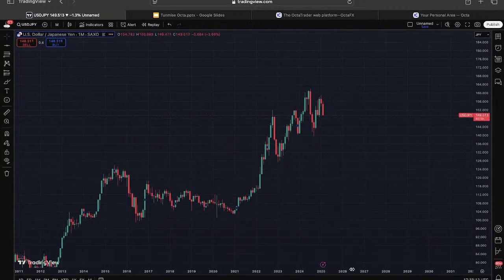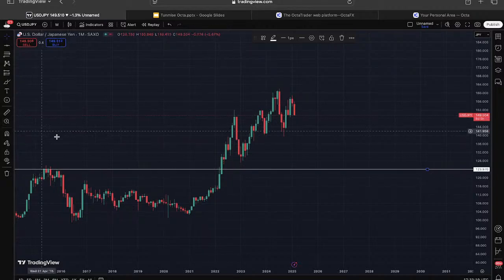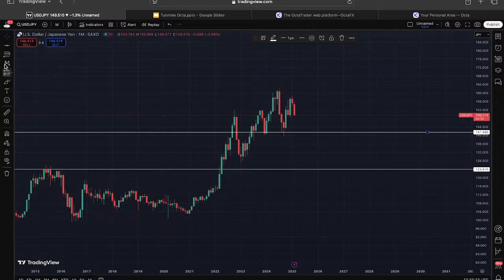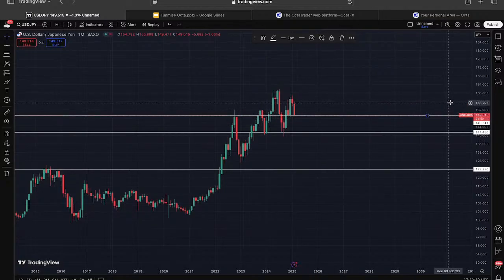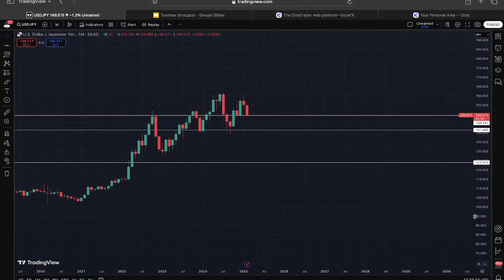Now we can see clearly here on USDJPY that this is a key level where it broke out from. Here is another key level where it retested. Here's another key level. So these are levels we are watching.